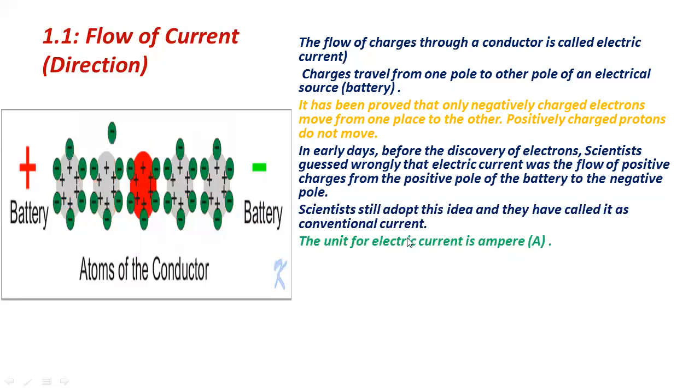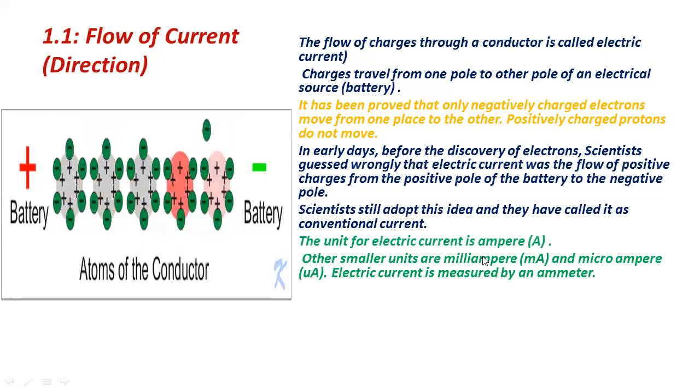What is the unit of electric current? The unit of electric current is the ampere, represented with a capital A. Other small units are the milliampere, represented as small m and capital A, and the microampere, with a micro symbol and capital A. Electric current is measured with the help of an instrument which is called an ammeter. What is the name of that instrument? Ammeter.